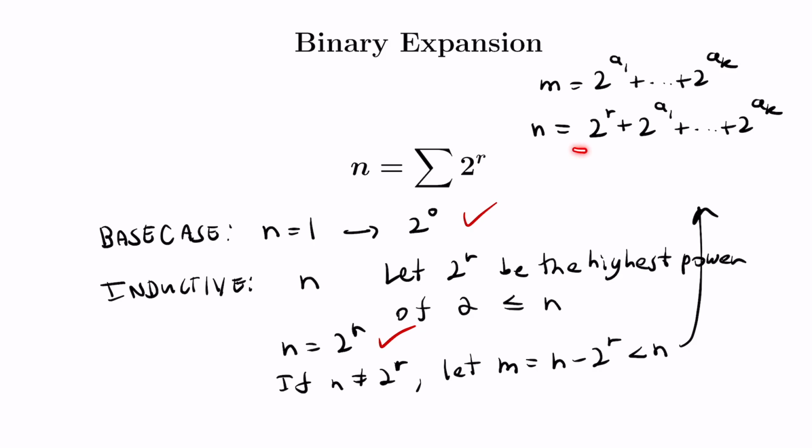So the question is, how do we know that this entire list is a sum of distinct powers of 2? Well, let's say it wasn't. Then one of these here would be 2 to the r. Okay, but if that's the case, then adding this 2 to the r right over here, we get that n is greater than or equal to 2 to the r plus 1, and that actually contradicts our choice of 2 to the r being the highest power of 2 that's less than or equal to n, because now we have another power, 2 to the r plus 1, that's still less than or equal to n.